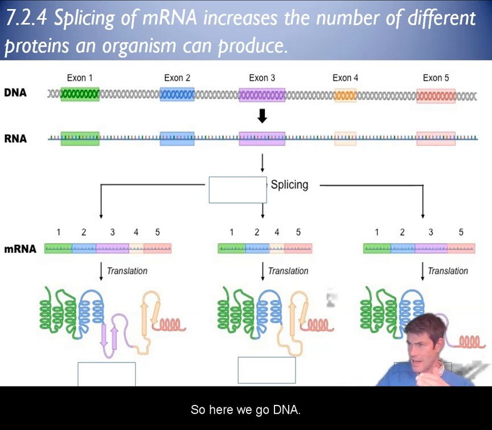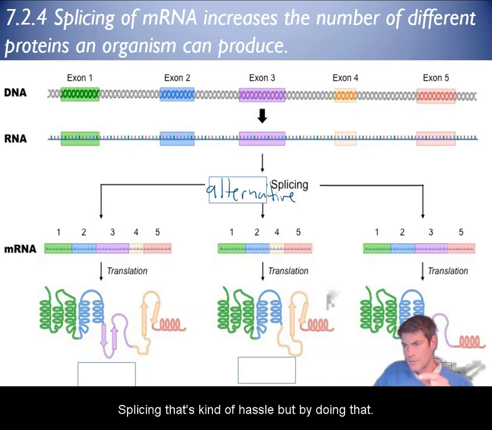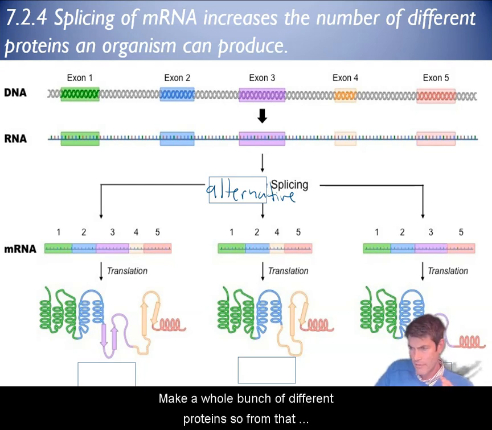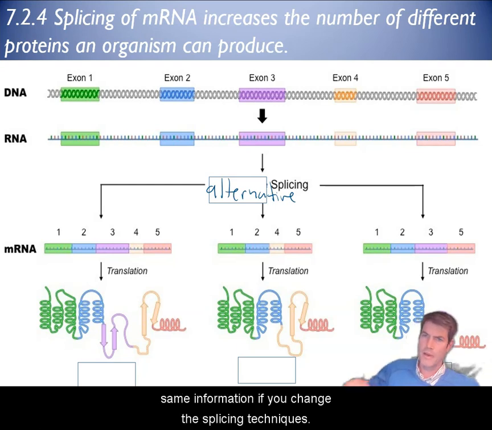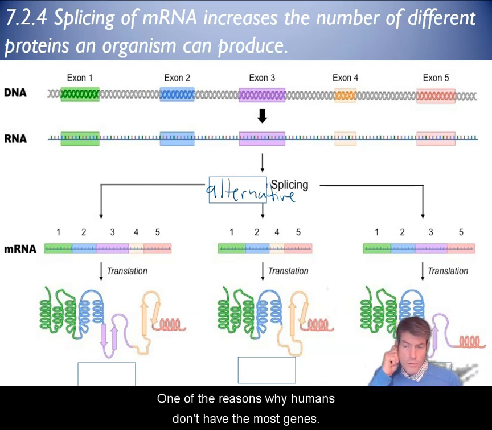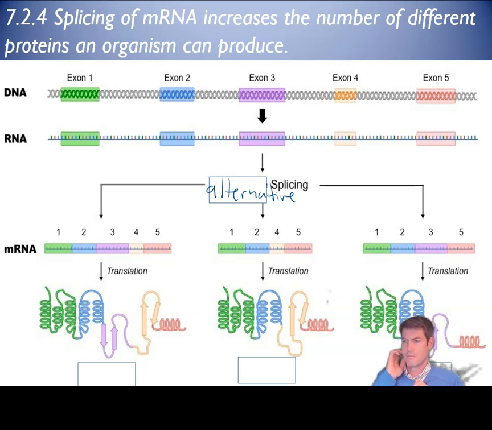So here we go, DNA, RNA. We see there's a bunch of different ways. You might think that splicing is kind of a hassle, but by doing that, there's a whole bunch of ways we could arrange our messenger RNA to make a whole bunch of different proteins. So from that same information, if you change the splicing techniques, you can make a whole bunch of different products. One of the reasons why humans don't have the most genes.